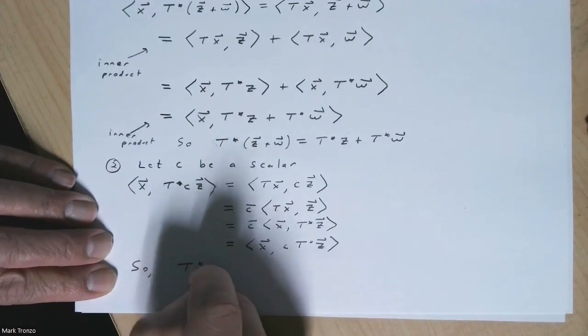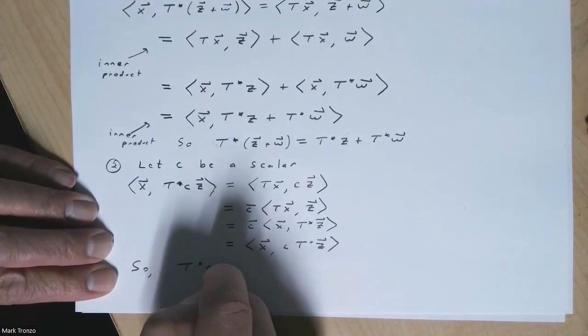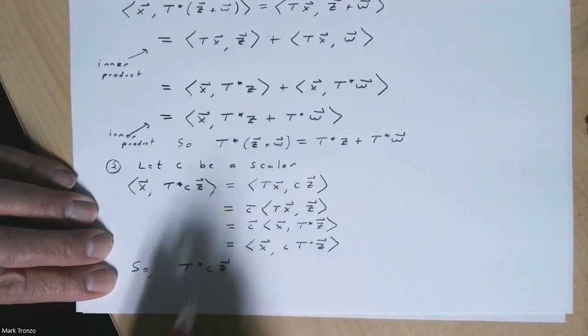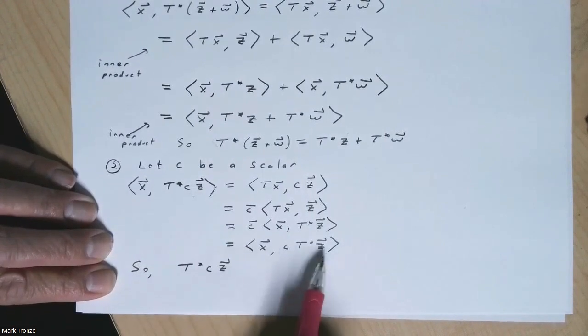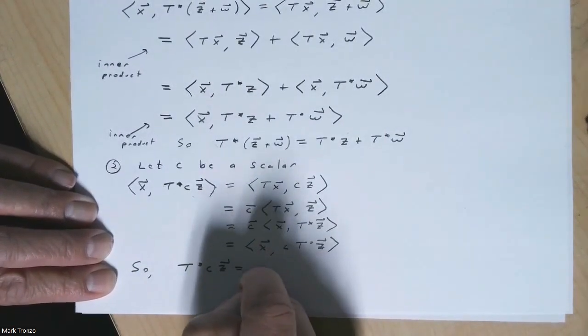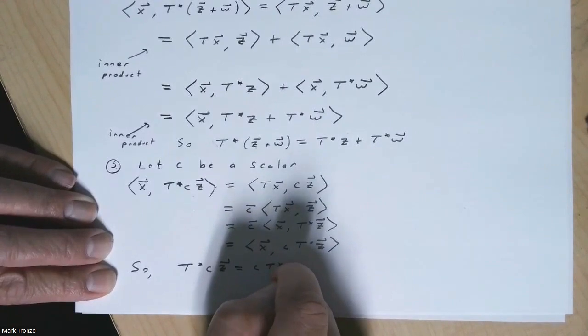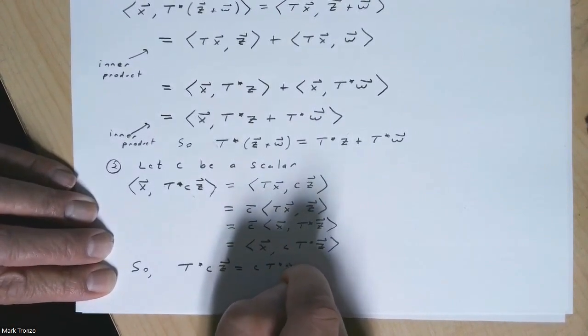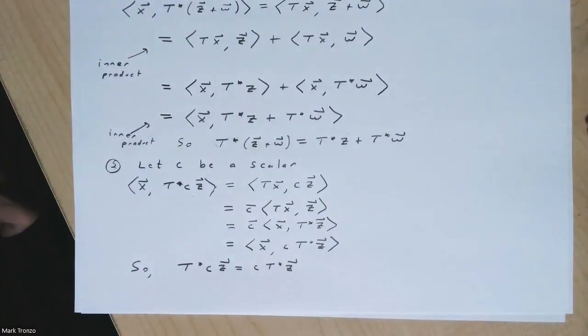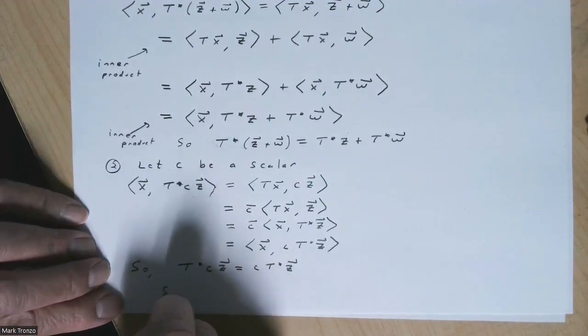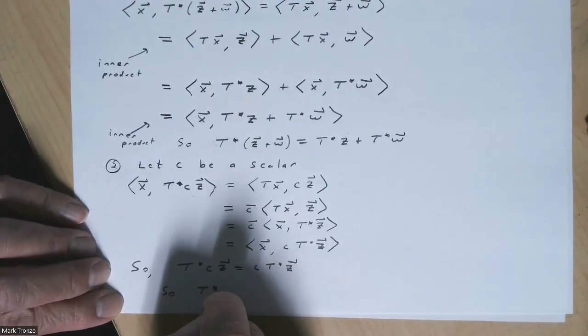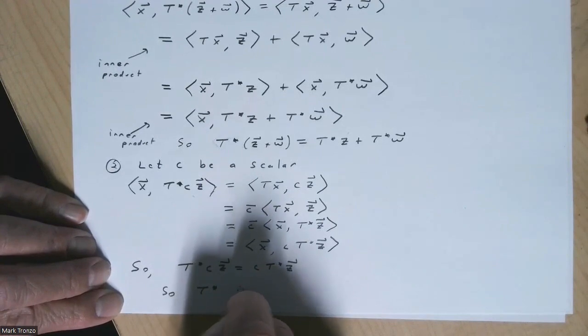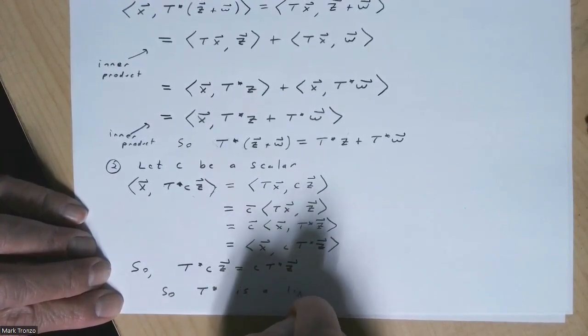So we have, if we compare this with this, we have this. So our adjoint is a linear transformation.